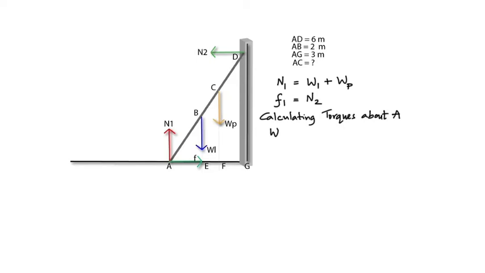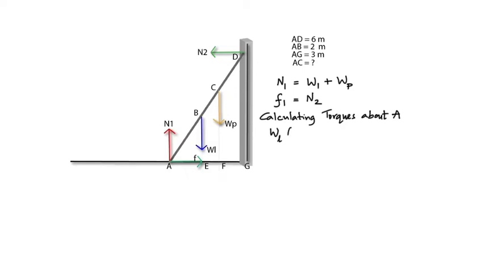So calculating torques about A, we find that WL and WP are both trying to turn it clockwise. While N2 is trying to turn it counterclockwise. There is no torque due to N1 and F, for the simple reason that these two forces are acting right at that point, and so there is no distance from that point for these two forces. So we only have 3 forces creating a torque at the point A. 2 of them are clockwise and 1 is counterclockwise.